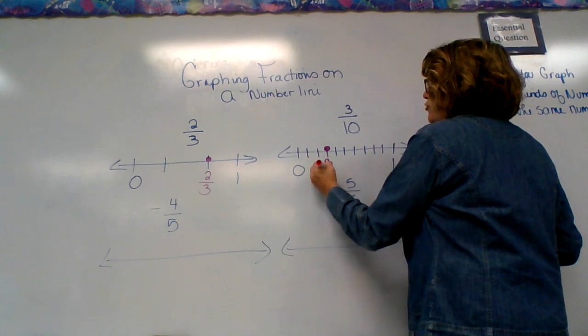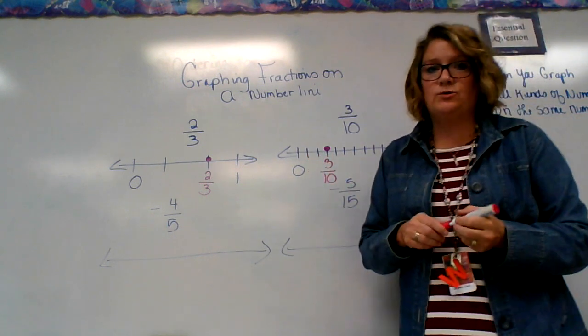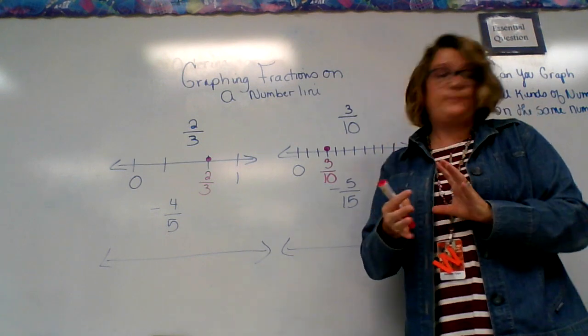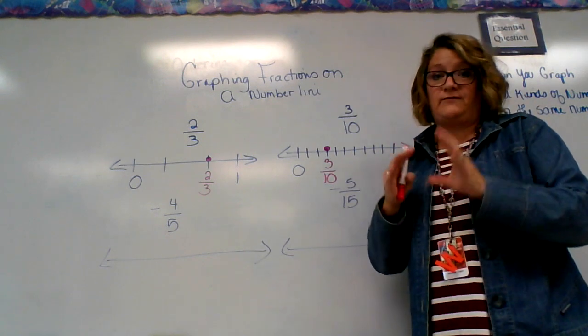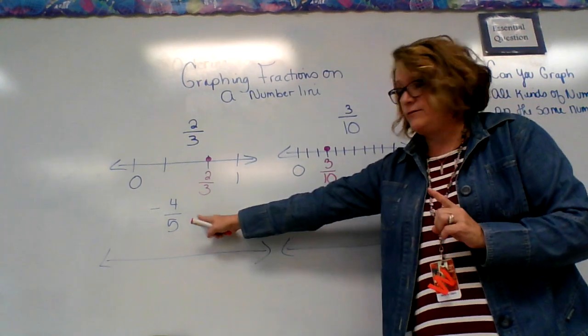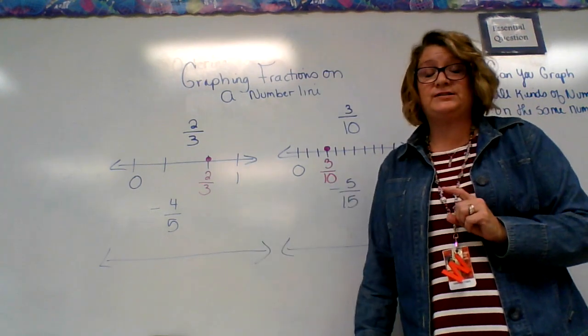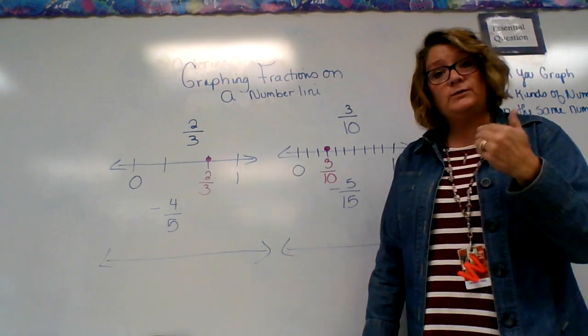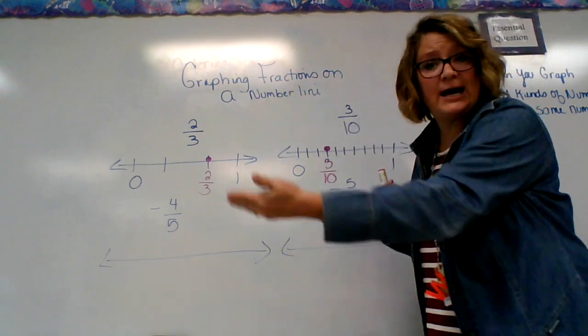And again, write the fraction, write it out, make that obnoxious point. Okay, now we're going to change this up a little bit and we're going to focus on the fact that this is a negative fraction. You've got -4/5. Well, how does that look different than a positive fraction? We are going to be working on the left side of 0 now.